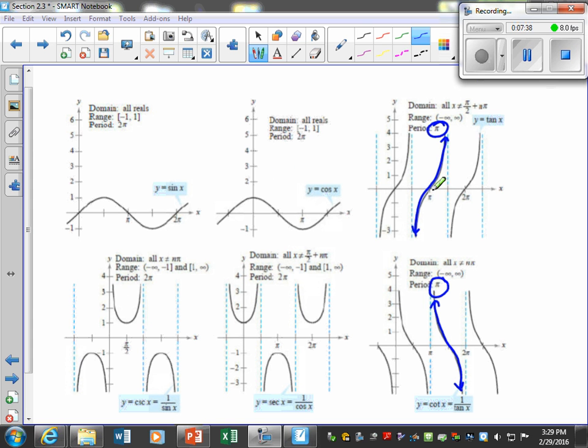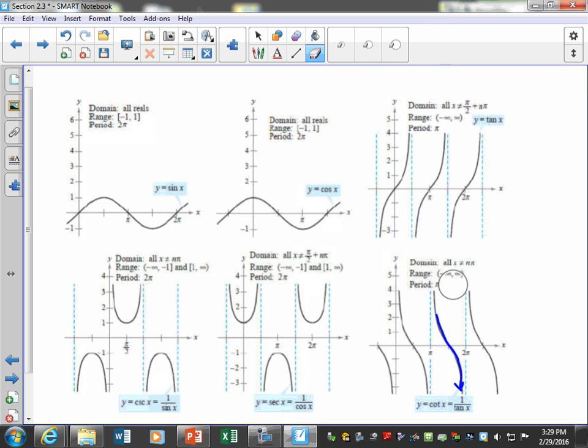And so this one had odd integer multiples of pi over 2. This one has multiples of pi. So you can see the undefined line is at pi, at 2 pi, 3 pi, and so on and so forth. So those are some of the characteristics of our 6 trig functions.